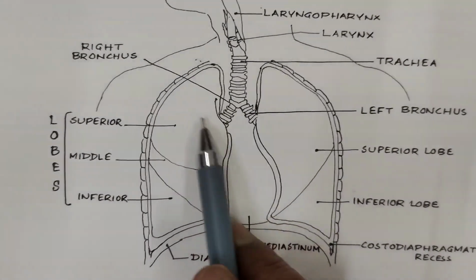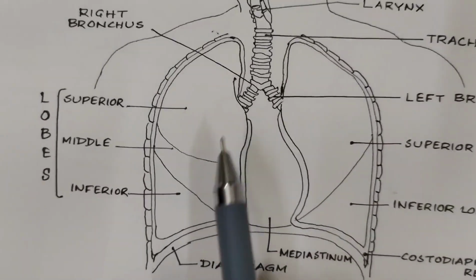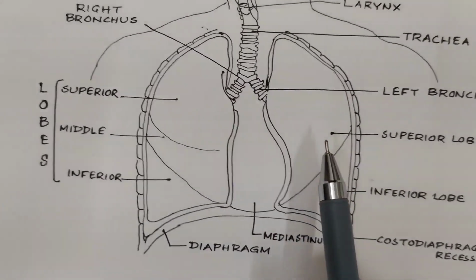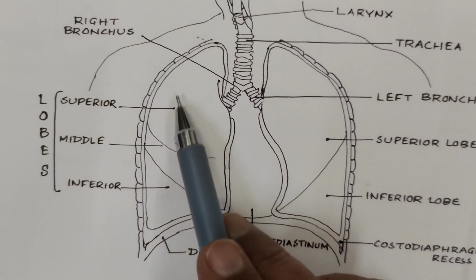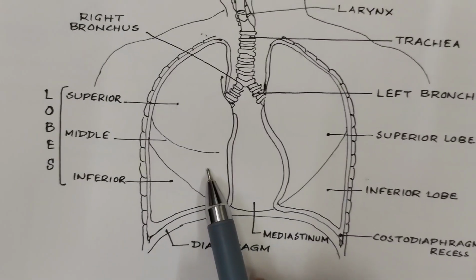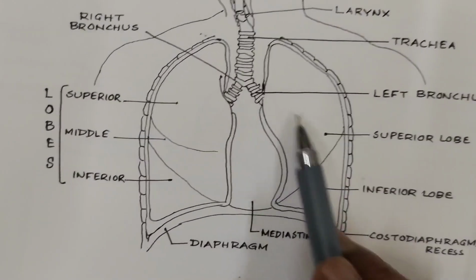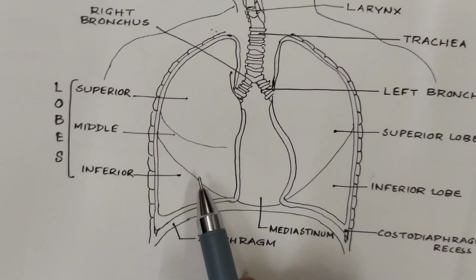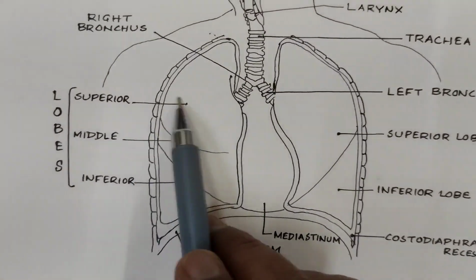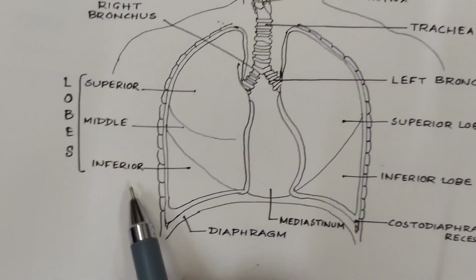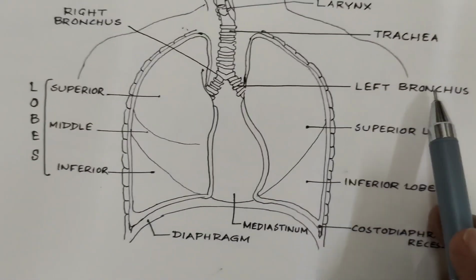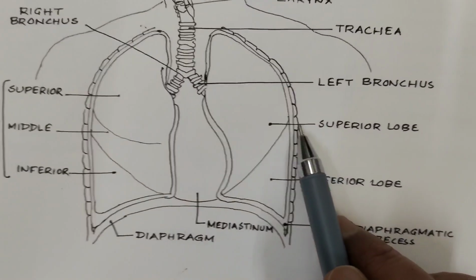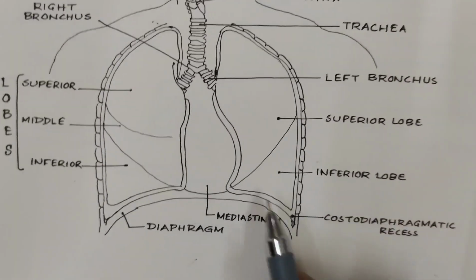Now here they go into the lungs. These are the left and right lungs. The left lung has 2 lobes and the right lung has 3 lobes. The lobes are superior, middle and inferior. And here the superior and the inferior lobe.